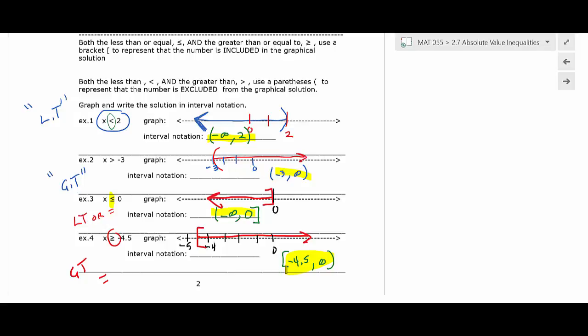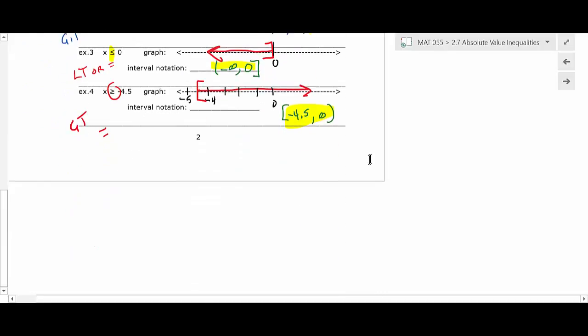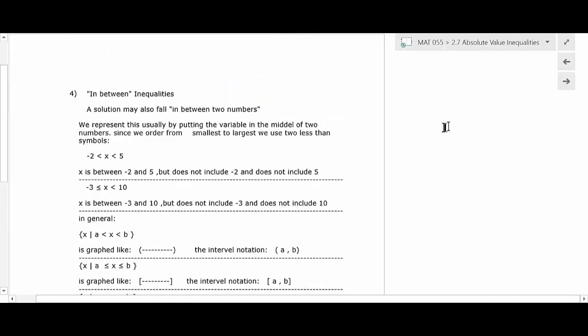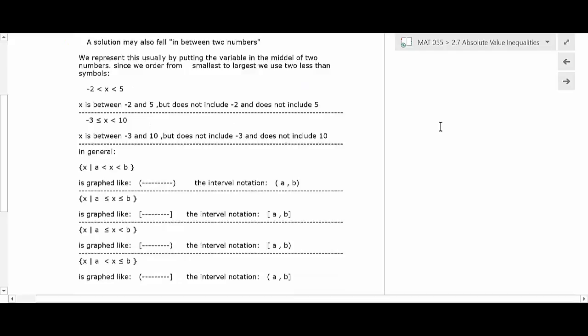When you're drawing the line, does it matter if the line actually goes all the way across? No, you just need to have a bracket and an arrow. You've got to show that arrow. The fact that it goes all the way to the end doesn't matter. You just draw an arrow, but you have to draw an arrow. There's one other kind of inequality you want to look at.